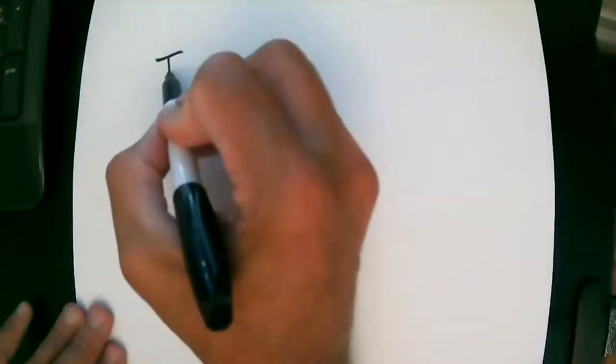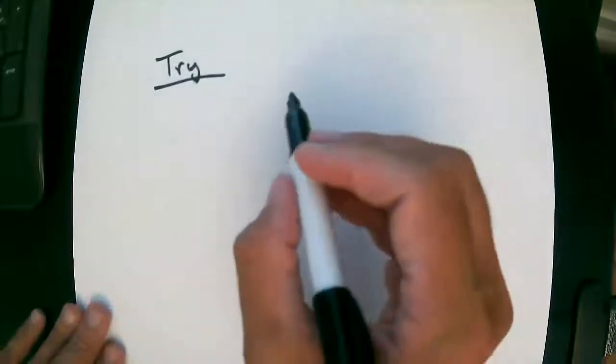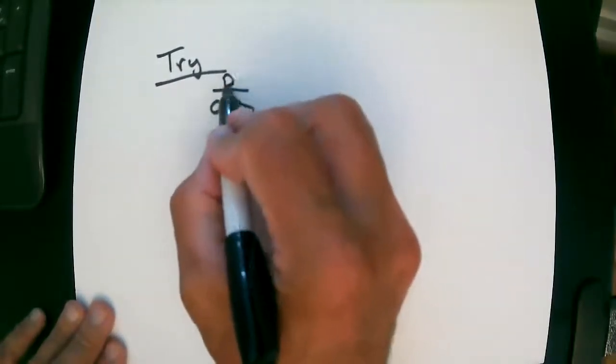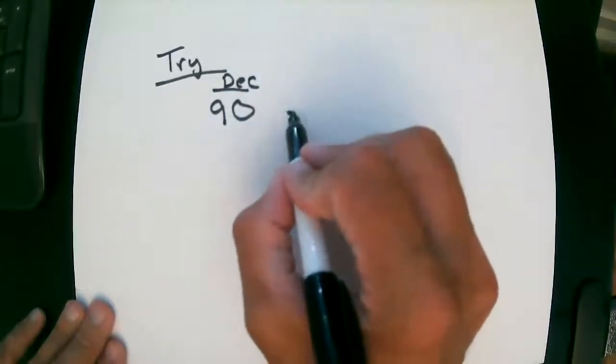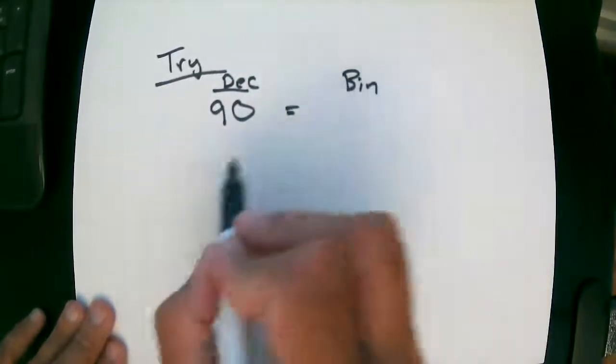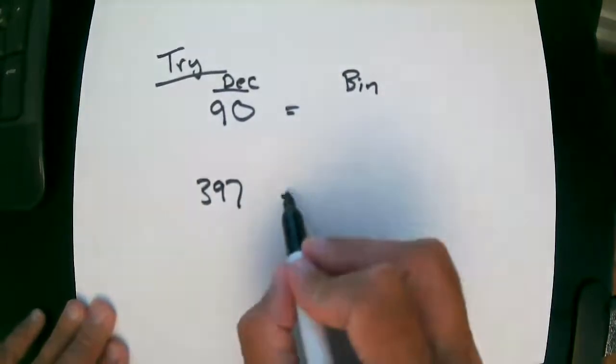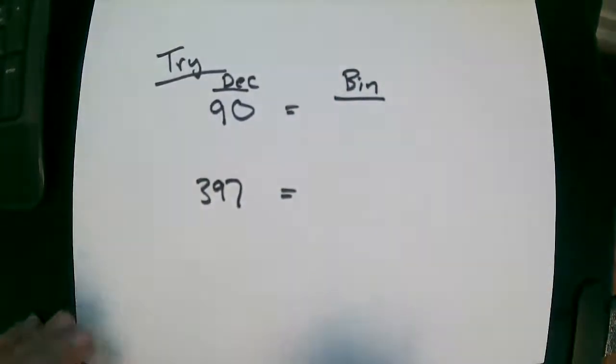All right, so before I end the video, I'm going to put 2 more problems up here, and these will be for you to try. I would get out a piece of scratch paper, and take the number 90, so this will be your decimal number, and see what its binary equivalent is. And then try 397 and see what its binary equivalent is. Pause the video, and in a few seconds, I'll put up the solutions.